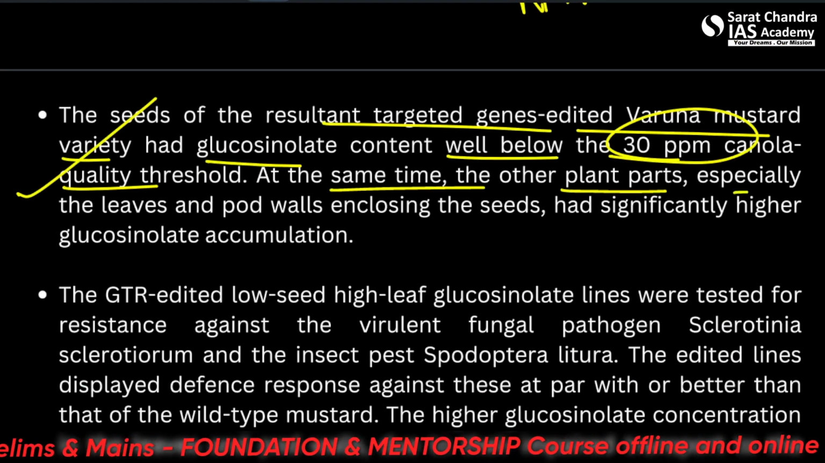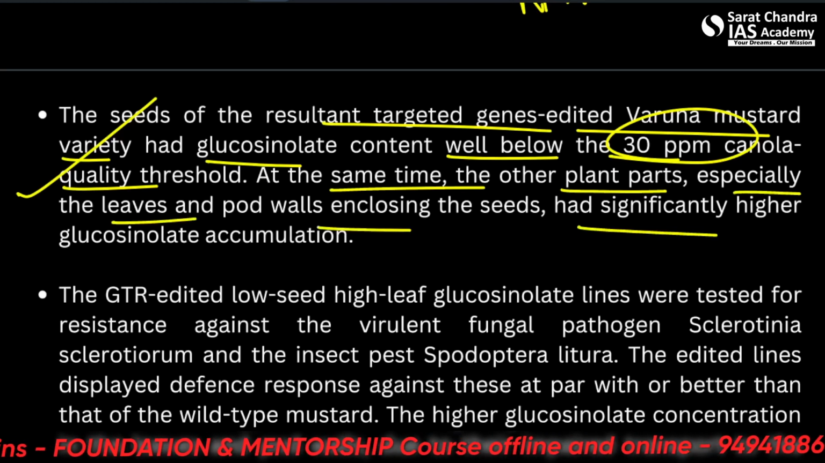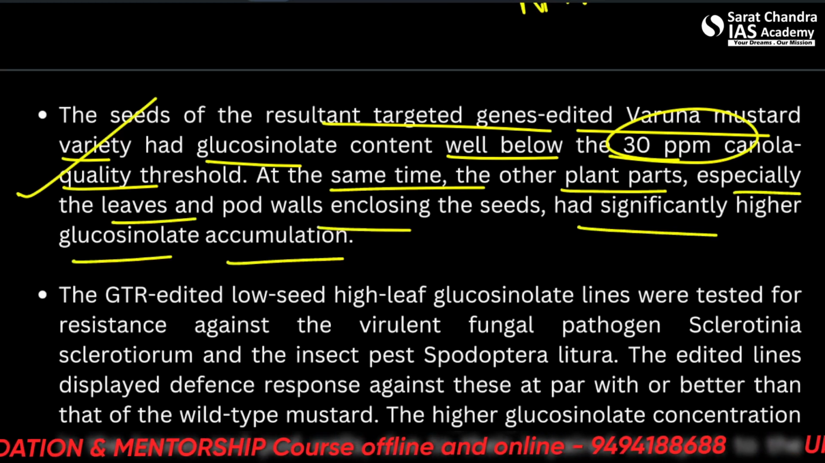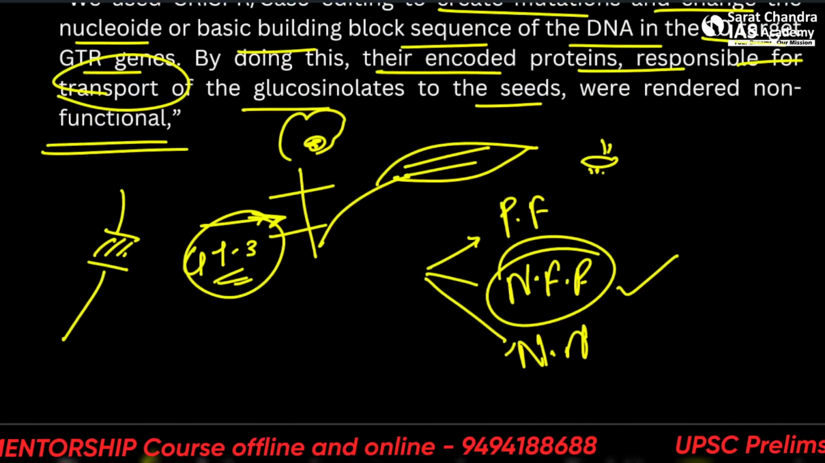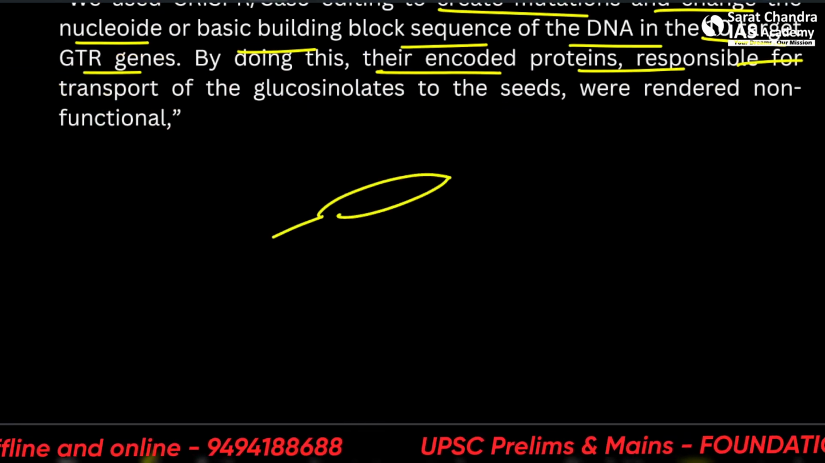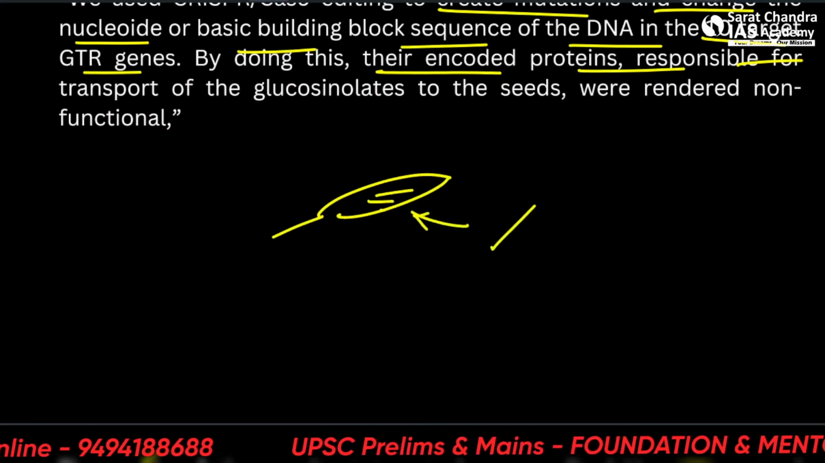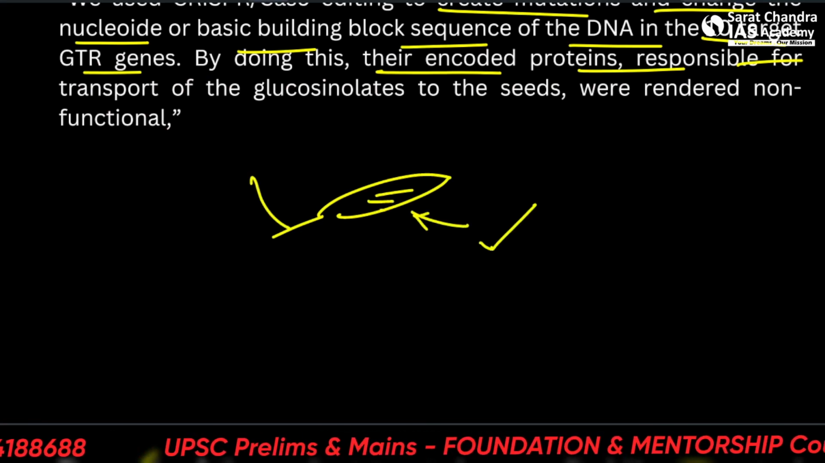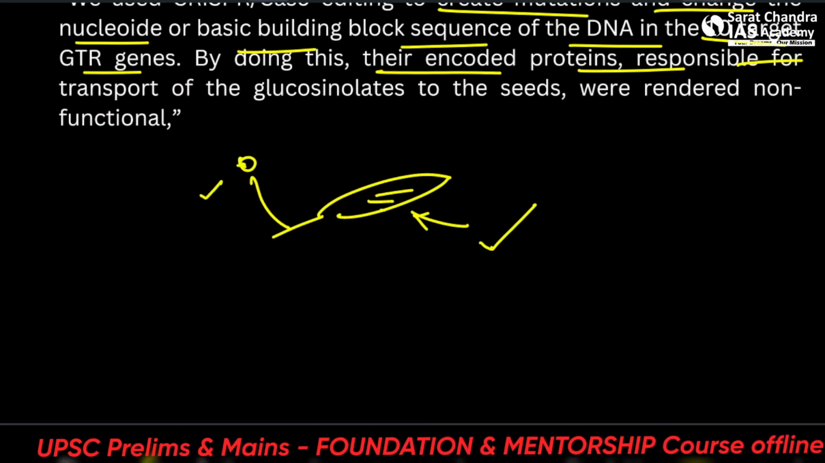At the same time, the other plant parts, especially the leaves and pod walls, have significantly higher glucosinolate accumulation because now the transport to the seed is not being achieved. So we achieved both qualities in a very good manner: there is enough glucosinolate in the leaves, keeping disease and pests away, and the seed does not have it. So both objectives are met.